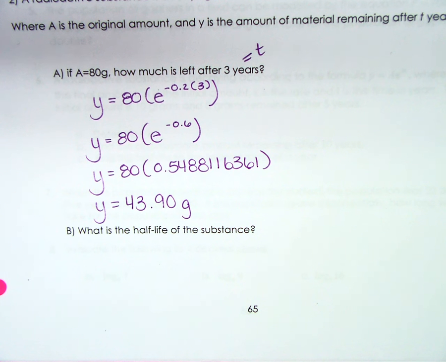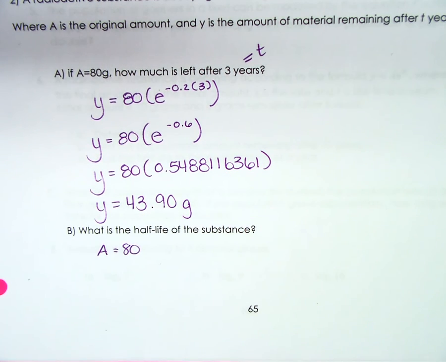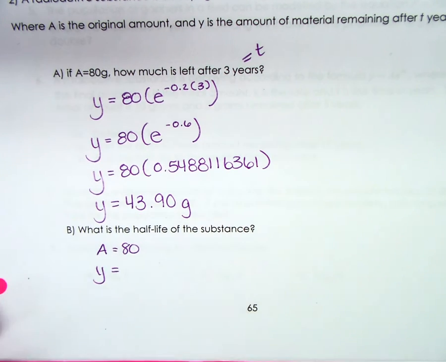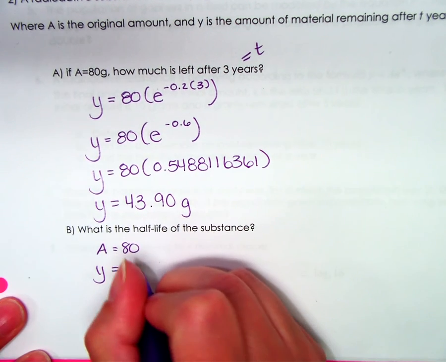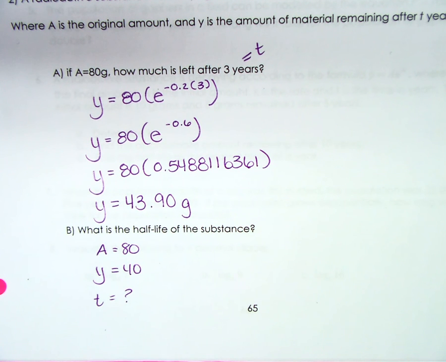The next question takes a little bit of thinking. So the half-life of a substance. It's the amount of time that it takes for something to decay to half of its original amount. So if we know the initial amount is 80, what's my Y value? 40. And so what we're trying to find is the time it takes for that to happen.